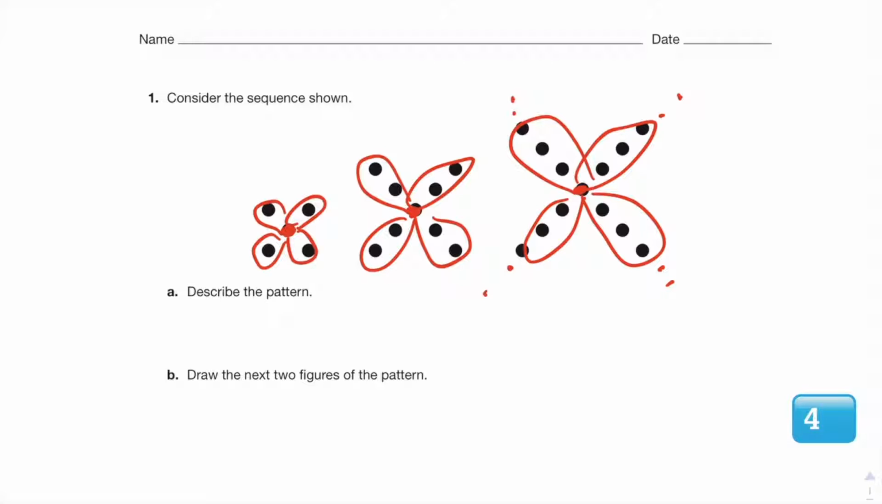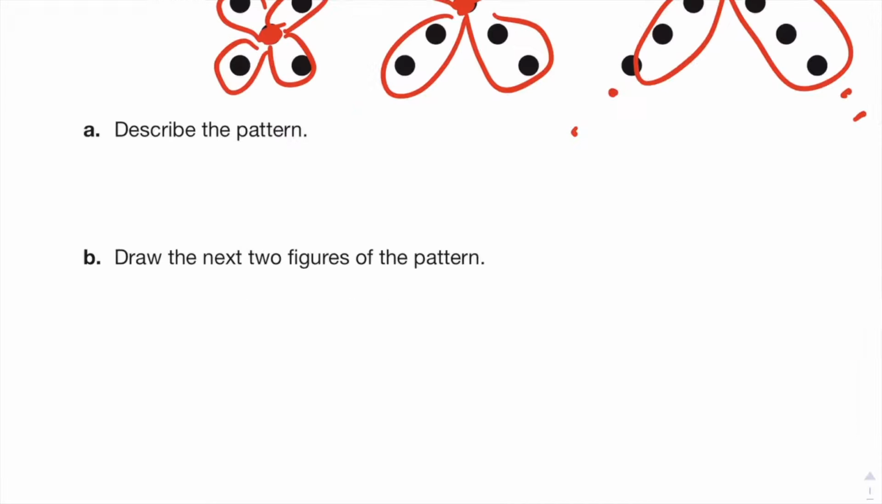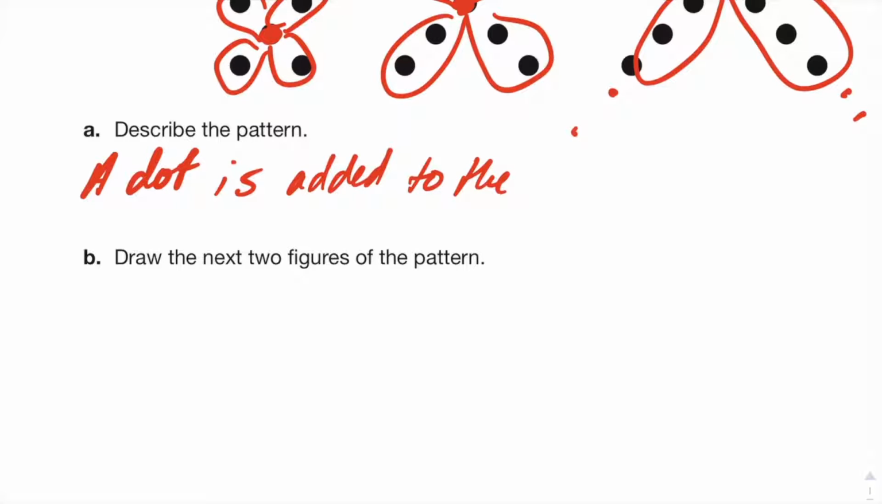Okay? So describe the pattern. A dot is added to the end of each x. Something like that is fine.